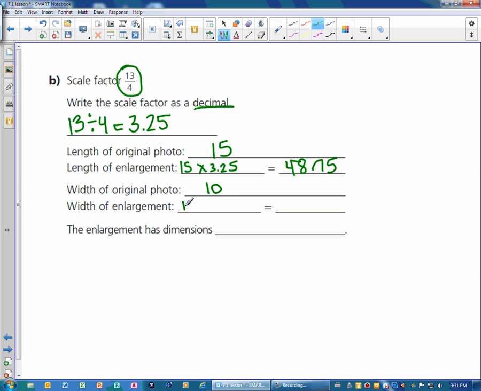The width is 10. We're going to enlarge that by 3.25. I really hope that you don't feel the need to take out your calculator. We're multiplying by 10. It just becomes 32.5. So the enlargement has dimensions of 48.75 by 32.5.